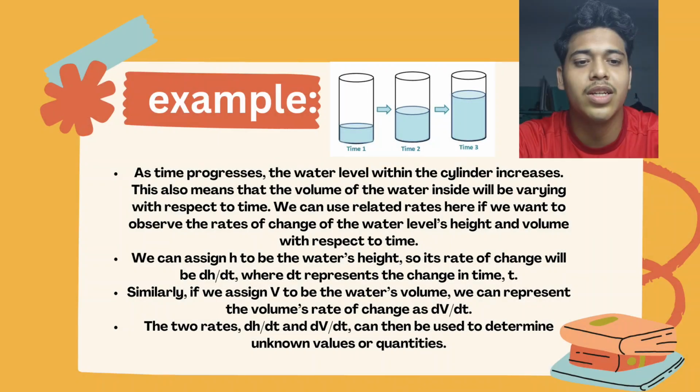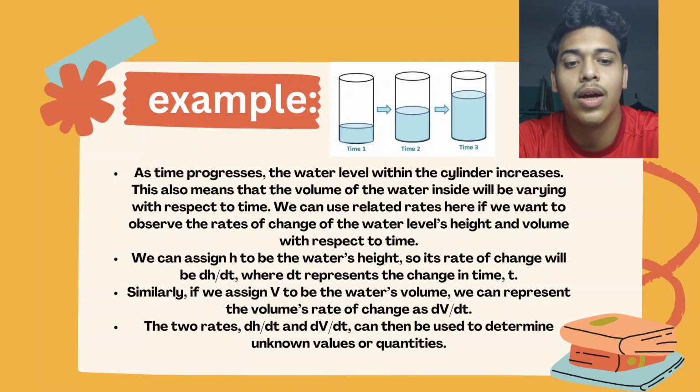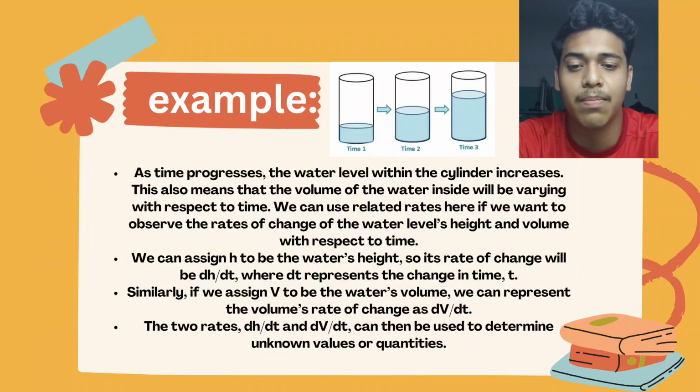For example, as time progresses, the water level within a cylinder increases. This also means that the volume of the water inside will be changing with respect to time. We can use related rates here if we want to observe the rate of change of the water level, height, and volume with respect to time.